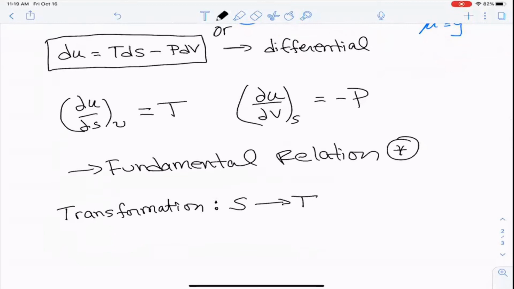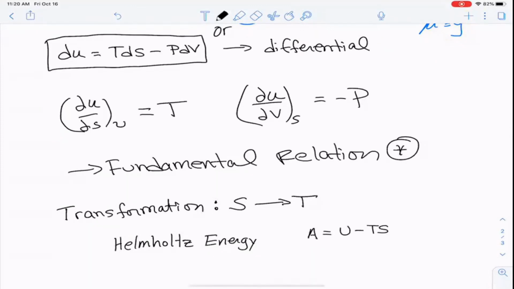But now we are going to define a new quantity that's called the Helmholtz energy. And we're going to say that A, which is the symbol for the Helmholtz energy, is just equal to U minus T times S. Or we also could do lowercase a is equal to u minus T times s, right? So the top version is the extensive, the bottom is the intensive version.